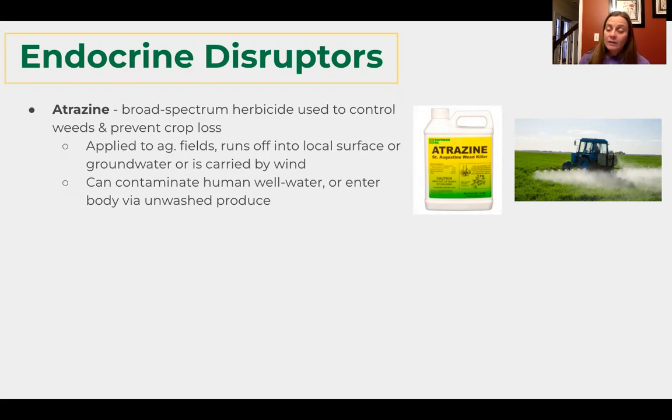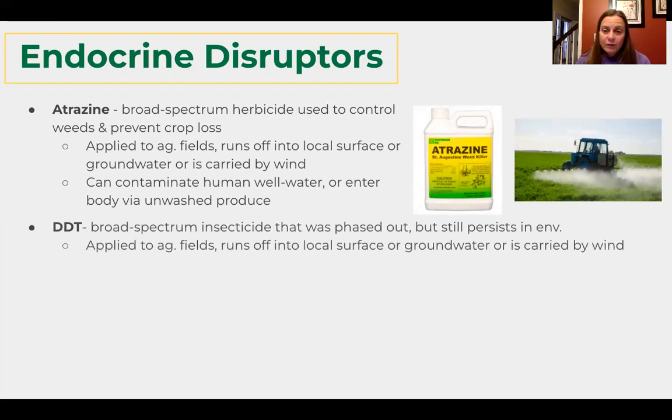And even if it doesn't run off, it can actually penetrate into the ground and into our aquifers and can contaminate human well water. Also, if we don't wash our produce well and there's atrazine on the surface of it, then it can enter the human body through unwashed produce. And of course, our animal friends that like to eat in our fields definitely don't wash their produce.